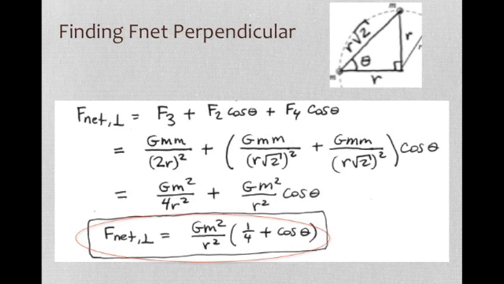We know the equation for gravitational force acting on different masses as G times m1 times m2 divided by the radius squared. We can plug this into the equation for each F. However, the distance r of F3 is different than the distance of F2 and F4. From the diagram we drew earlier, we know that the hypotenuse of that triangle we drew was r root 2. So for F2 and F4, that is our r. Then it's just a matter of plugging in the right values. The correct value for F net perpendicular is shown at the bottom, circled in red.